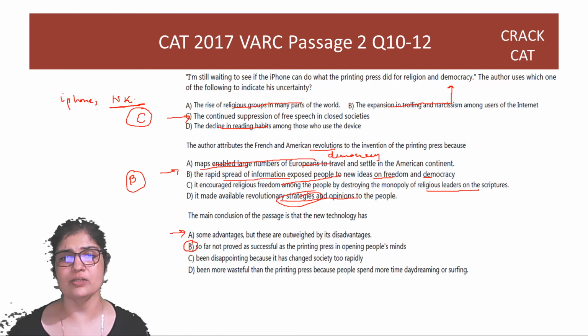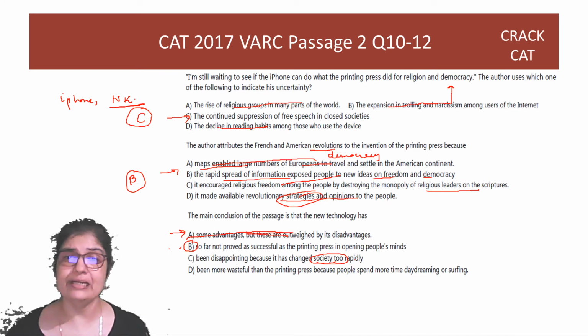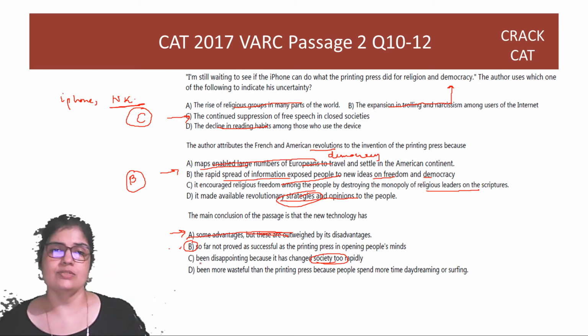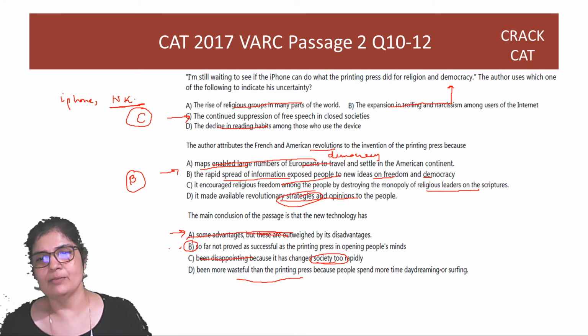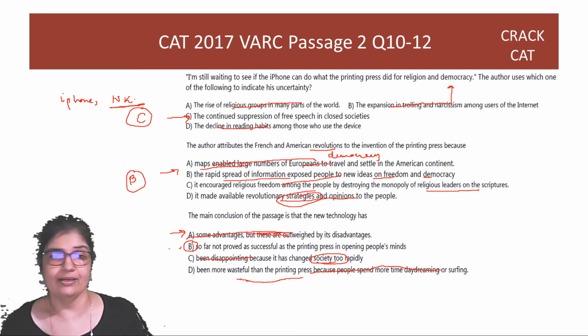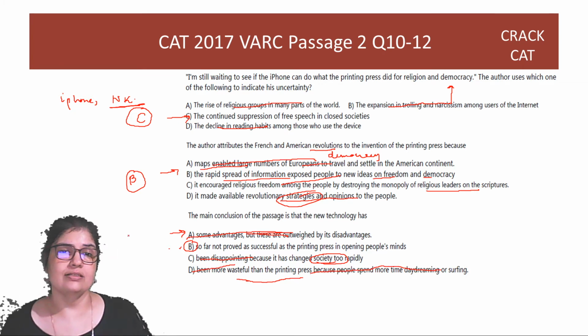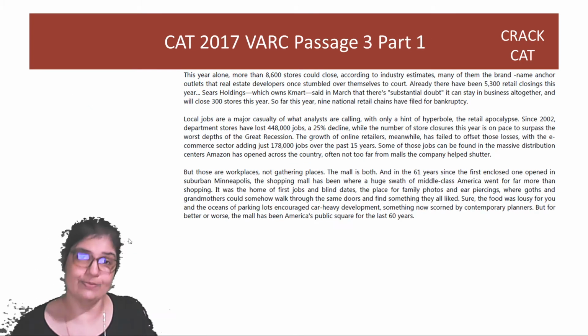It has changed, but not as much as the printing press. The printing press by comparison wins. So B is better than A. Been disappointing because it's changed society too rapidly? No, it is not about how rapidly it has changed or not changed, right? So C is out. Being more wasteful than the printing press because people spend some, in fact iPhone की वजह से daydreaming कम हो गया है, तो ये गलत है. B is wrong. So your answer is option B. Right? Great. Let's look at the next passage.